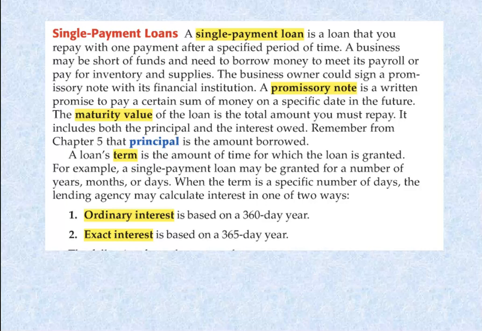So this 8.1 is about single payment loans. We're borrowing money for a one-time specified period of time. Sometimes this is for business. They may be short of funds, so they have to meet payroll or pay for inventory or supplies. So you probably will go to a bank and ask for some. This 8.1 is different from all the other ones in that we are only talking about single payment loans.